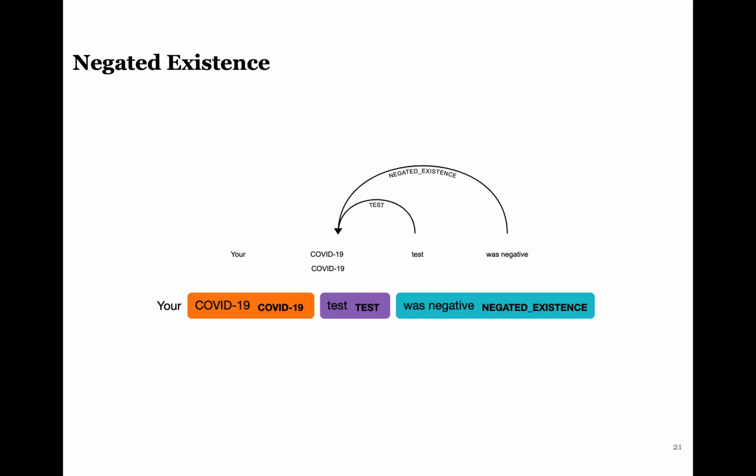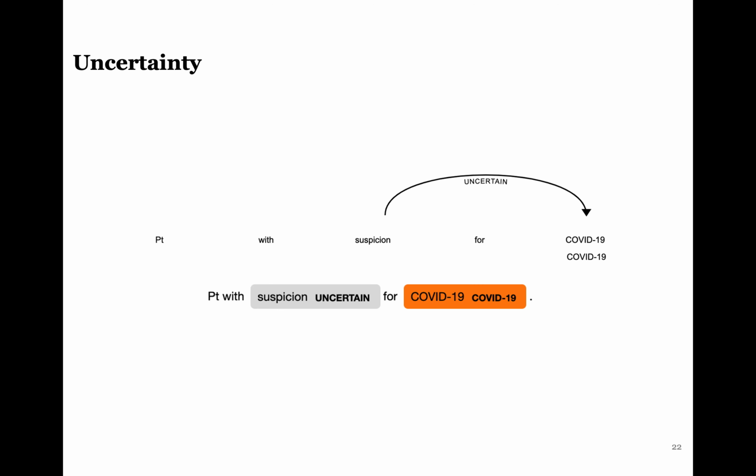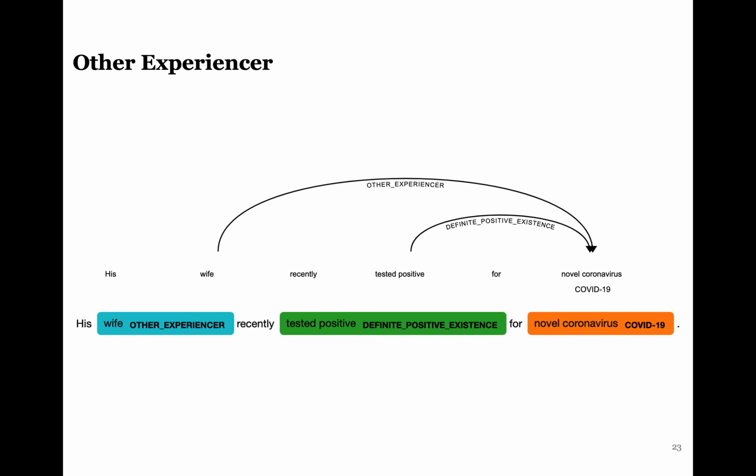It might also be negated, so "your COVID-19 test was negative." It could be uncertain, or experienced by someone else. And this was really common once the pandemic became widespread in the US. So you need to assert all of these attributes so that you can make a judgment as to whether it's actually the patient who is experiencing COVID-19, which is needed for it to be called a positive case.